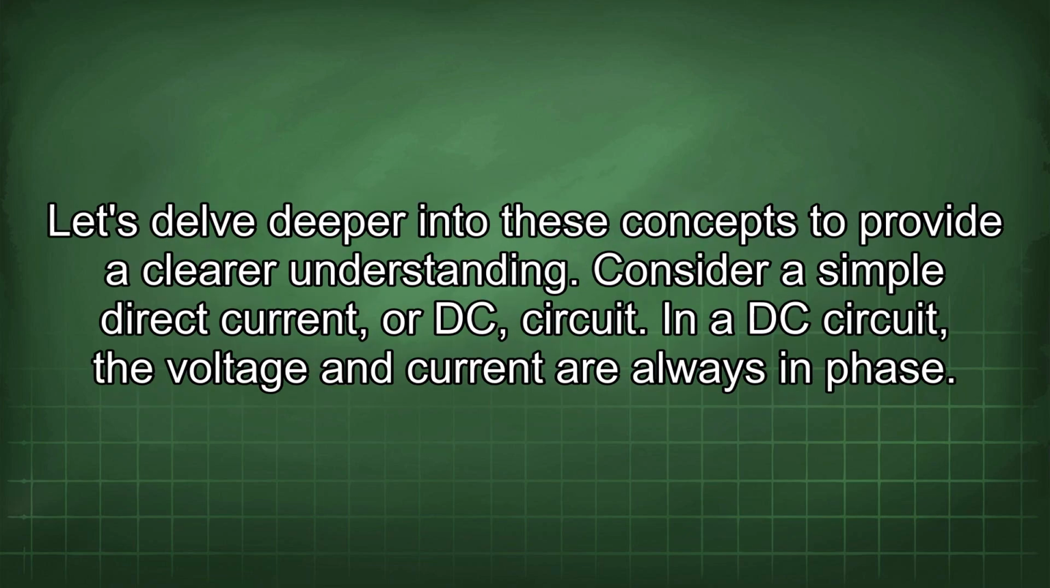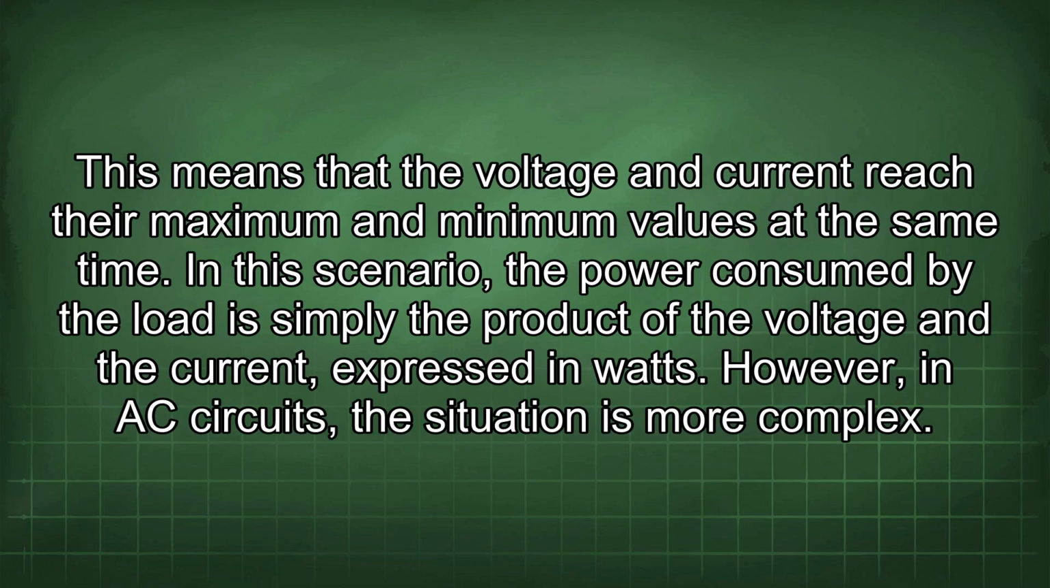Let's delve deeper into these concepts to provide a clearer understanding. Consider a simple direct current or DC circuit. In a DC circuit, the voltage and current are always in phase. This means that the voltage and current reach the maximum and minimum values at the same time. In this scenario, the power consumed by the load is simply the product of the voltage and the current expressed in watts. However, in AC circuits, the situation is more complex.